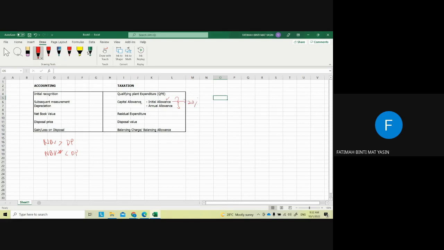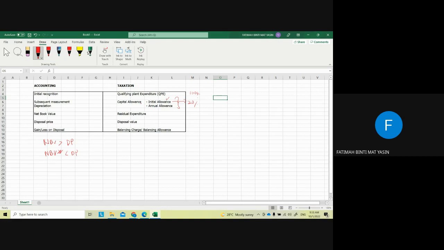Okay, so for the capital allowance, we are actually using the straight line basis, because we take the percentage. The initial allowance for all types of asset is 20%. So let's say your QPE is 100,000 ringgit, then the company can get 20% of 100,000 ringgit as initial allowance. The detail we are going to discuss later.